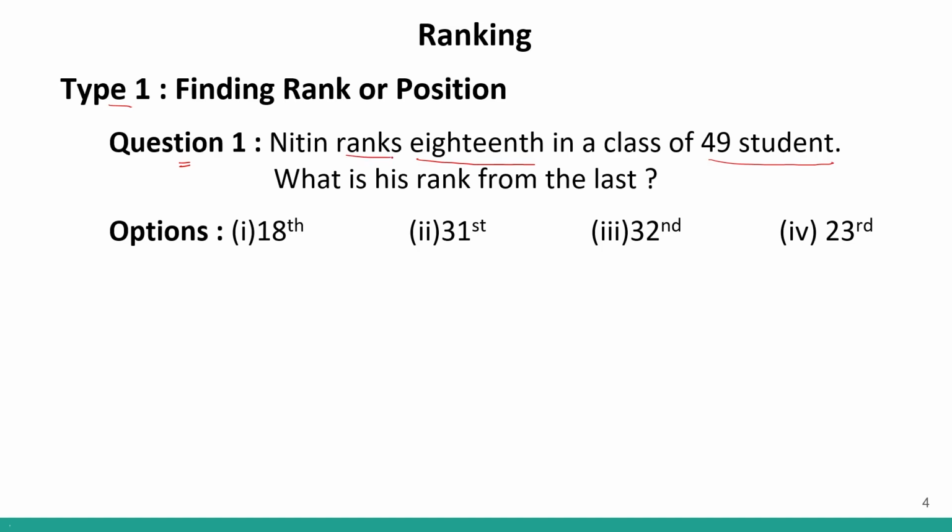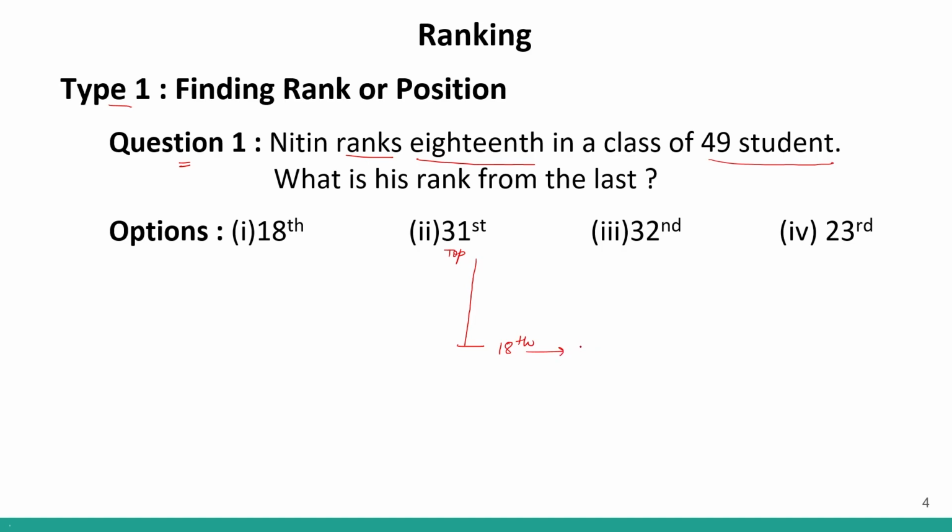Whenever you get a statement like this, we assume that it is from the top. Okay, and again, ranks means what? Whether it is about scores, whether the distribution is related to height, weight, that is not given to us. So we assume that this is based on scores and this is from the top. This is how you start the question. So Nitin ranks 18th from the top in a class.